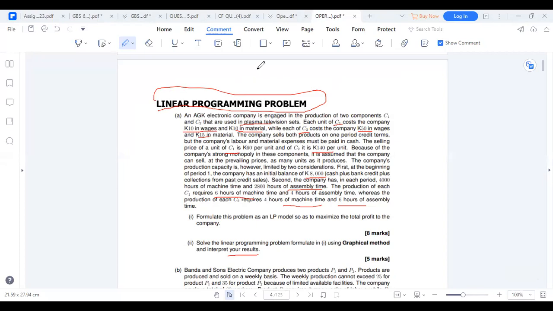Okay. I'm the tutor for this one. I'm sure somebody was asking.